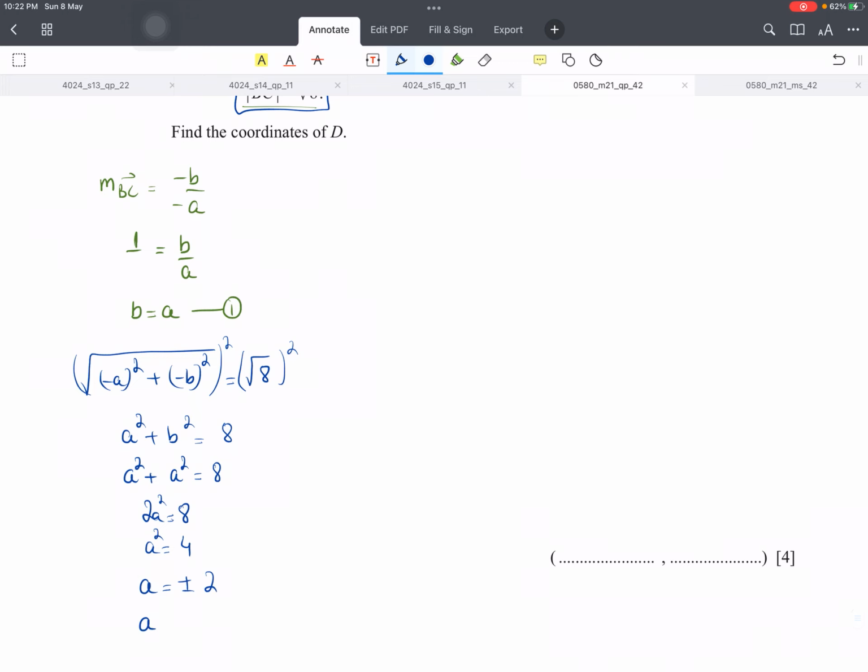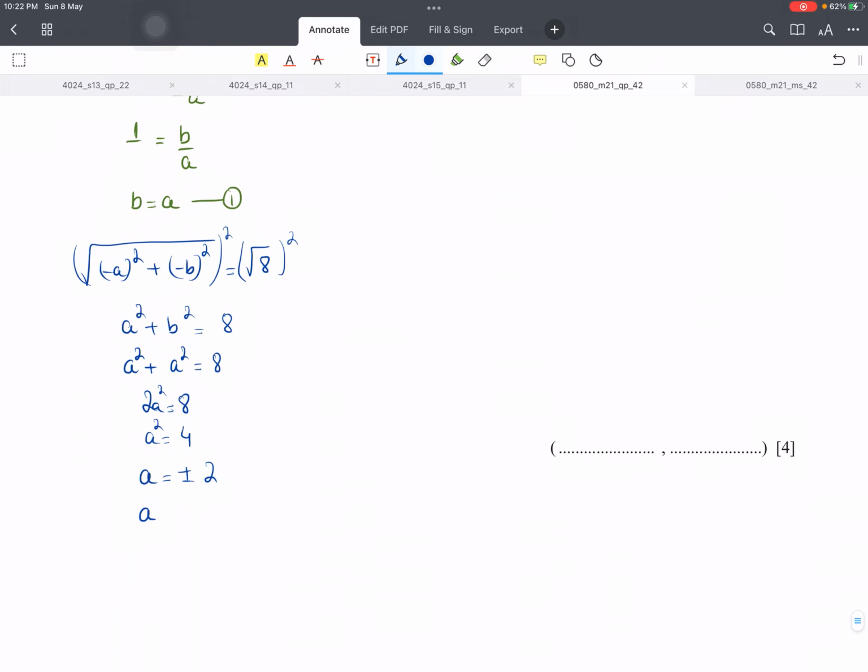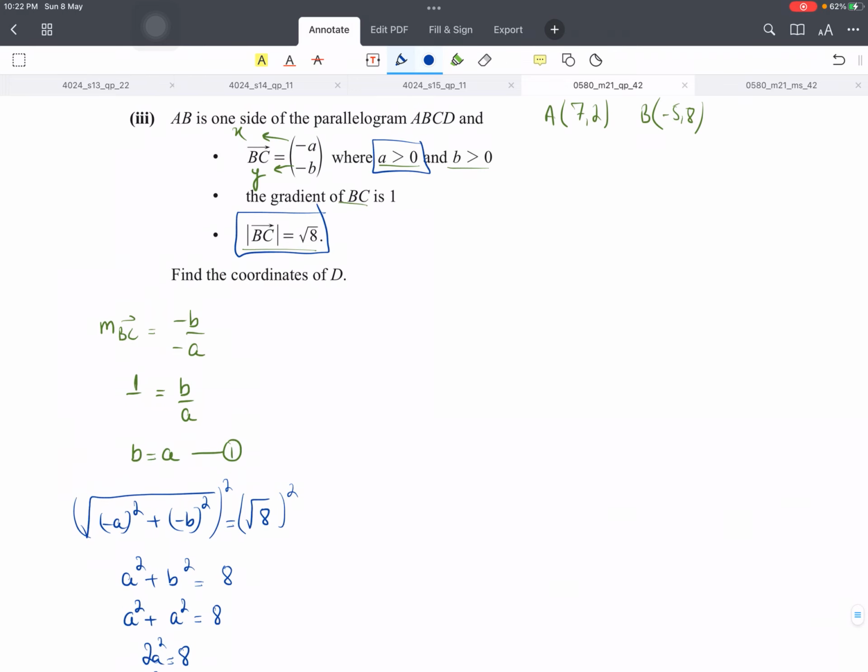But since the question categorically told us in the beginning that a is greater than 0, the only value of a that we are going to consider is positive 2. And that means that b is also equal to 2. Now remember, this is vector BC, and this is now minus 2 and minus 2. The minus sign from before is intact, so that stays where it was.